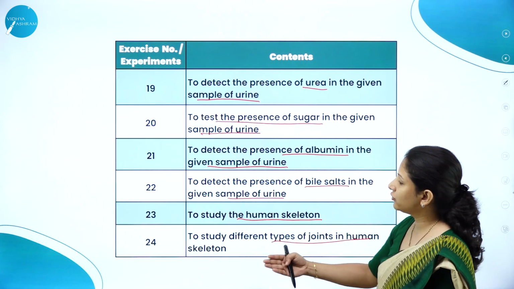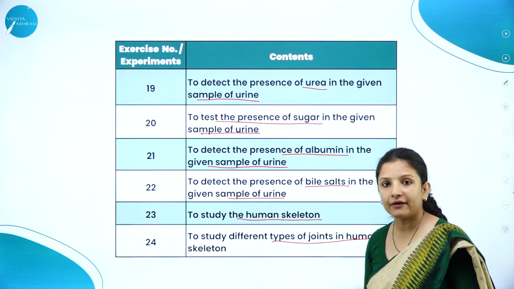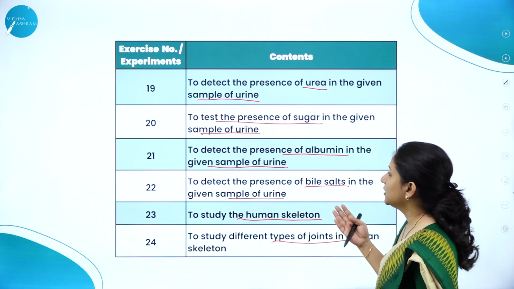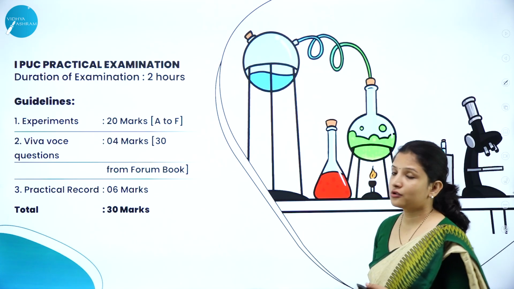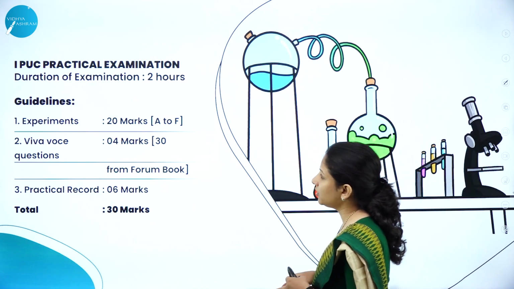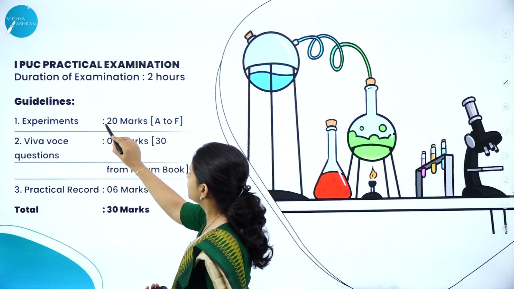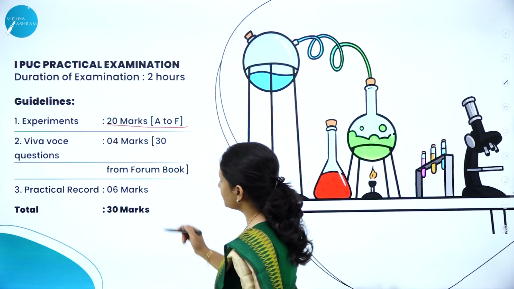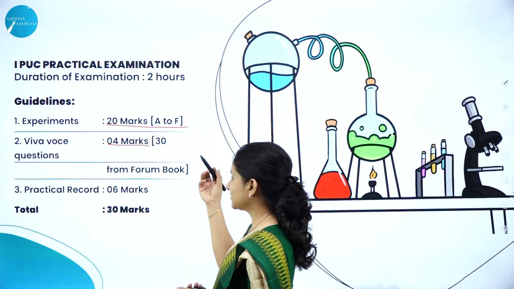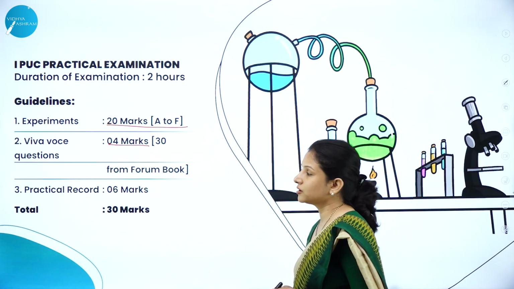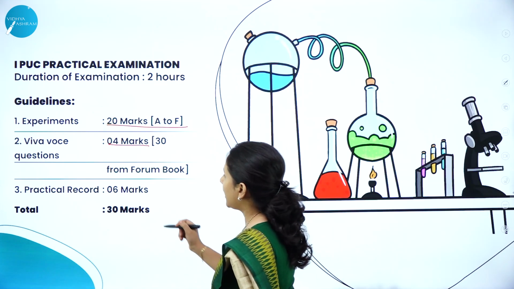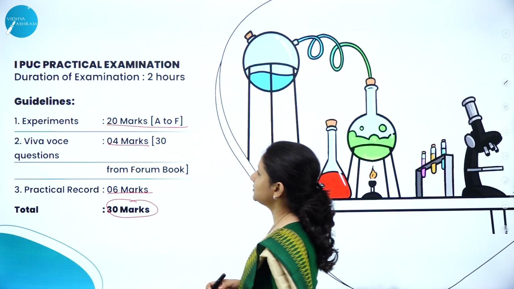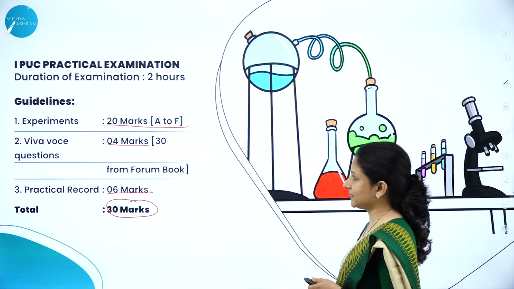Therefore, a total of 24 experiments you'll have to perform and study for first PUC biology practicals. So this is about the experiments. Now talking about the question paper. So here experiments are completely for A to F, that is for 20 marks. Viva is for 4 marks, that is 30 questions will be given in the record book, from that you have to choose the viva, and practical record is for 6 marks. The total is 30 marks. So this is about the first PUC practical examination.